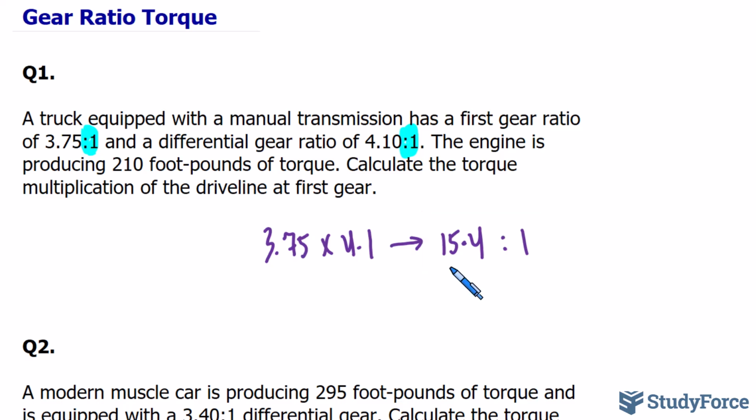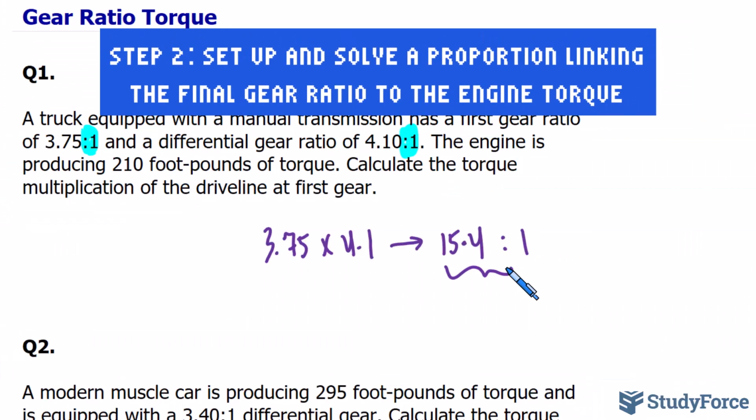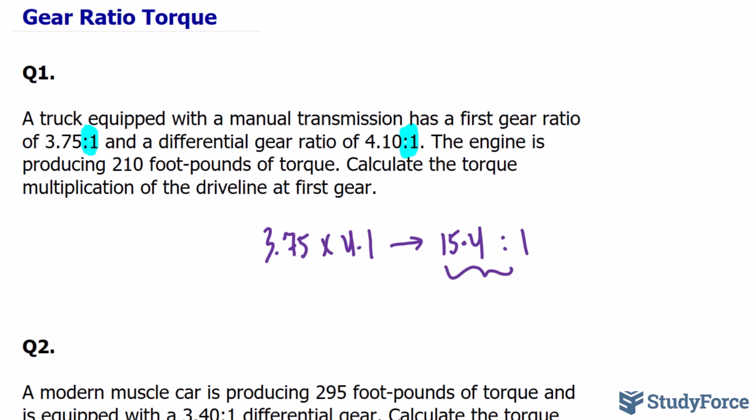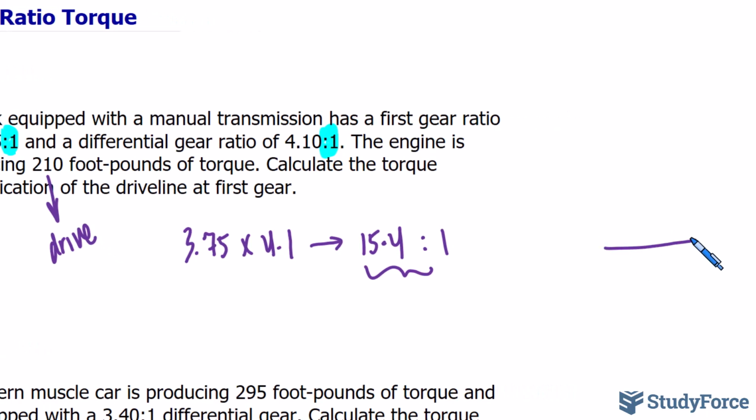Once you've found your final gear ratio, we then compare this to the amount of torque that the engine is producing. And we're told in the question that it's 210. So remember, a gear ratio is a comparison of the driven over the drive. In our case, coming from the engine is 210 foot-pounds of torque. That will be considered as the drive term or the input. And I can set this up as a ratio. So I have my driven, which I don't know, and my drive is 210. And the units there are foot-pounds.